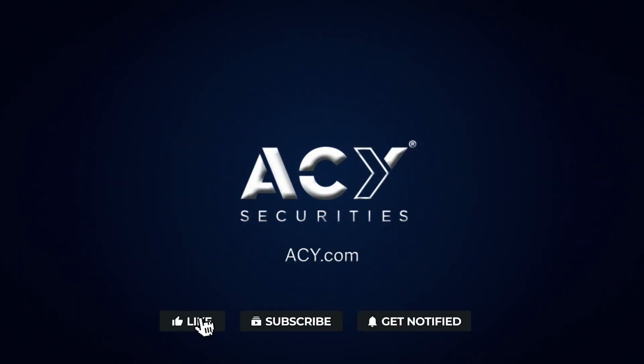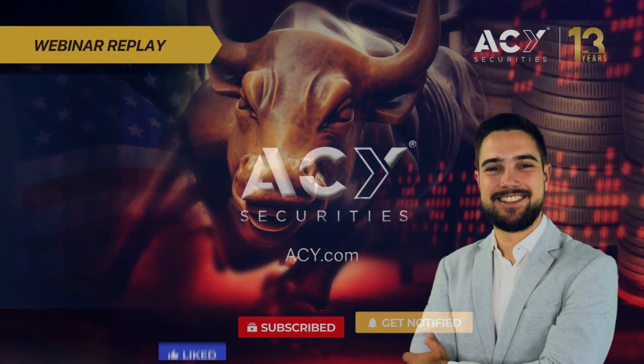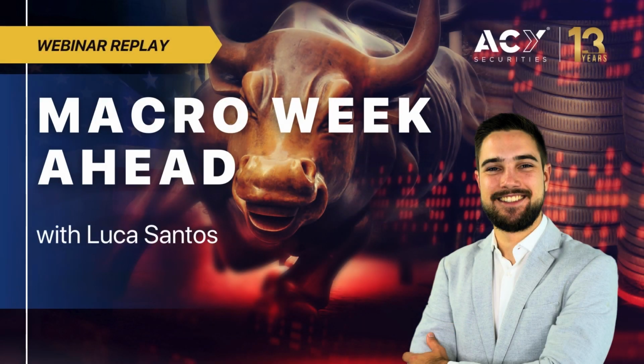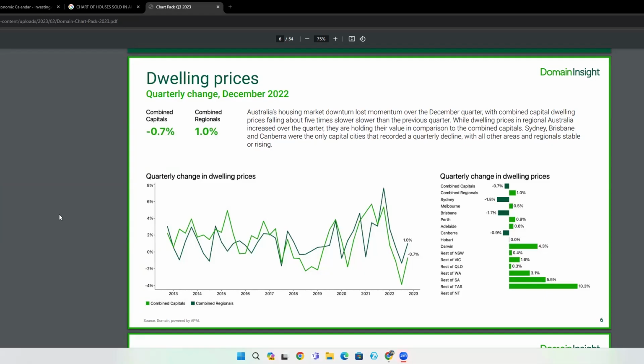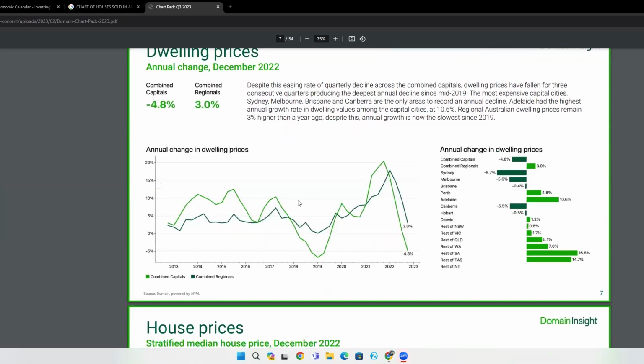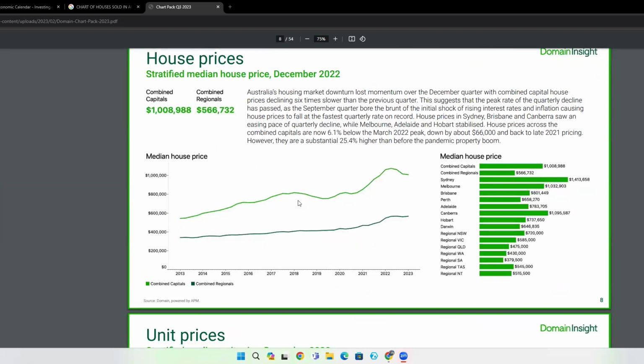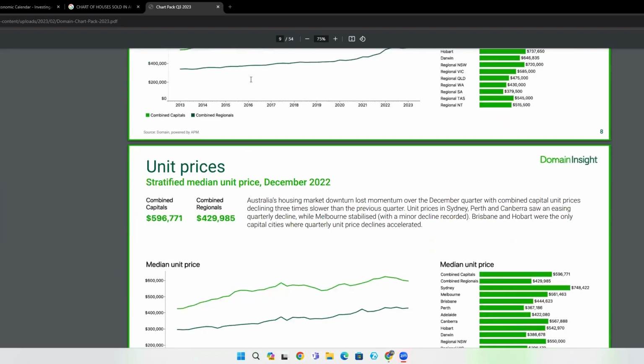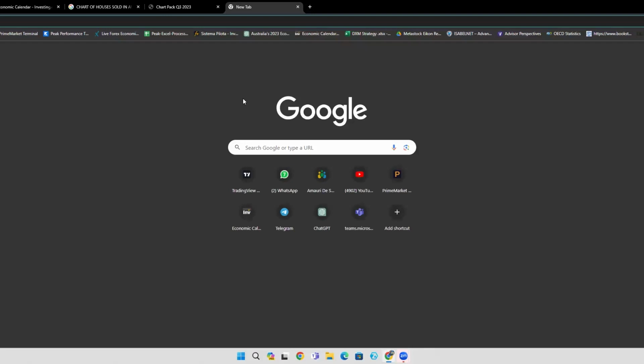That's from Domain, a real estate website. Basically we had Sydney, that's Q3 2022. We don't have 2023 yet, but it's pretty crazy.